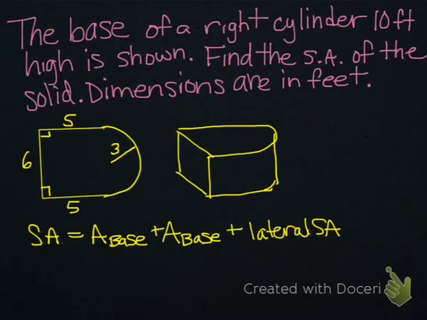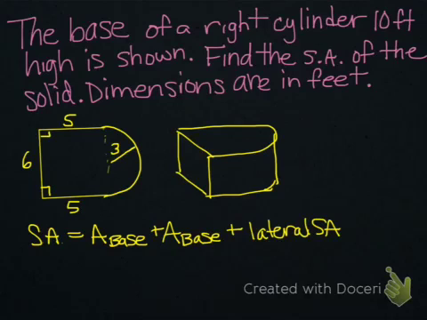Okay, so the base of a right cylinder that is 10 feet high is shown. Find the surface area of the solid. Dimensions are in feet. So to find the surface area, we need to find the area of the base plus the area of the other base plus the lateral surface area.